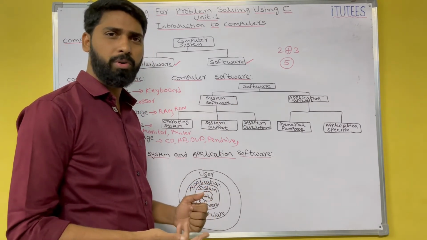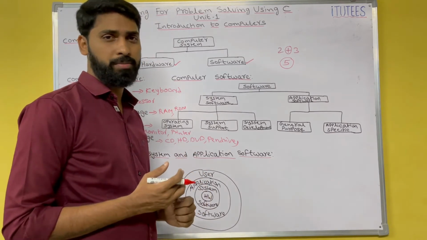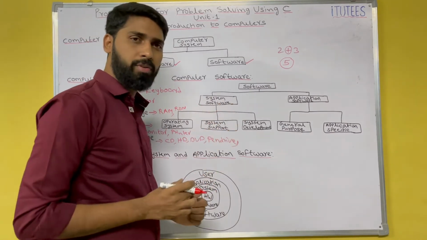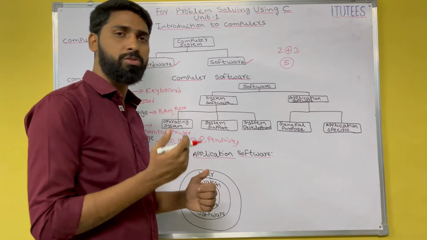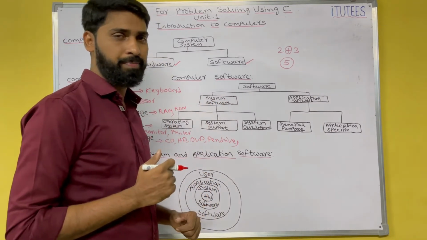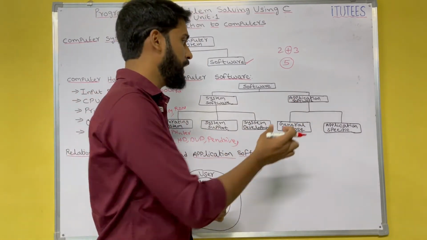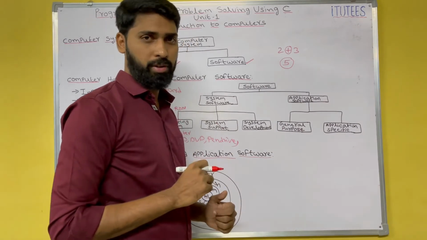What is the purpose of the program? The purpose of the program is to accomplish a task. So now, what is system software? If the software is used by the system, then we say that it is system software. If the software is used by the users, then it is called application software.